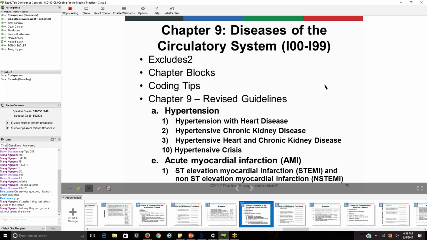So just so you know, these conditions can arise anytime after a cardiac event, and so you would need to know that those types of codes are found in this chapter, in Chapter 9.